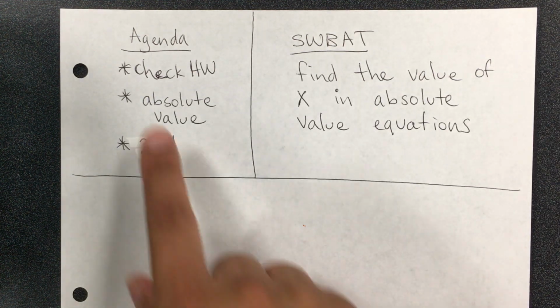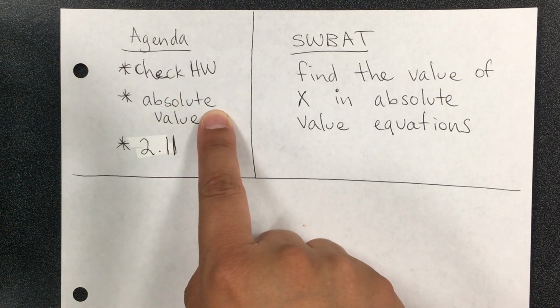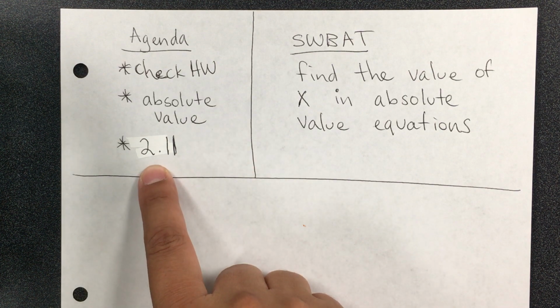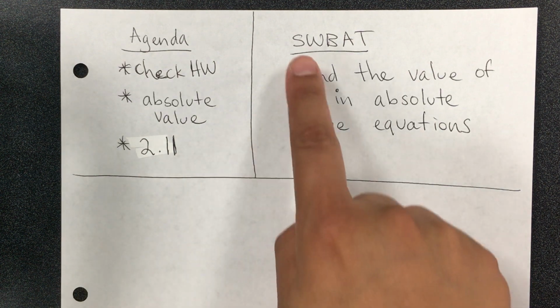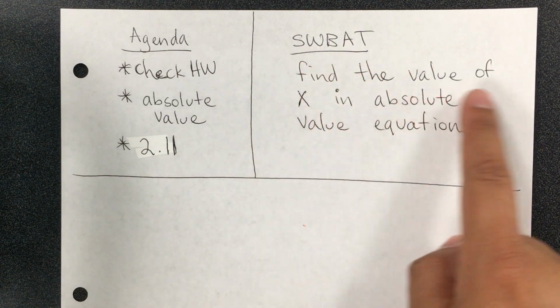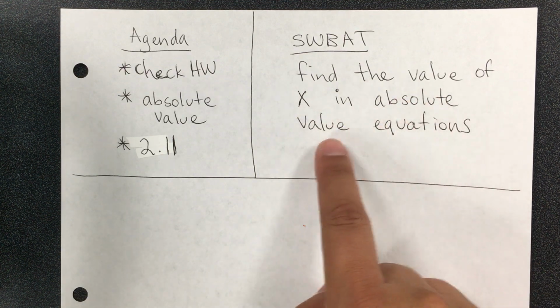Hello students, today's agenda is to check homework. We'll be working with the absolute value and you will be able to do 2.11. Today students will be able to find the value of x in absolute value equations.